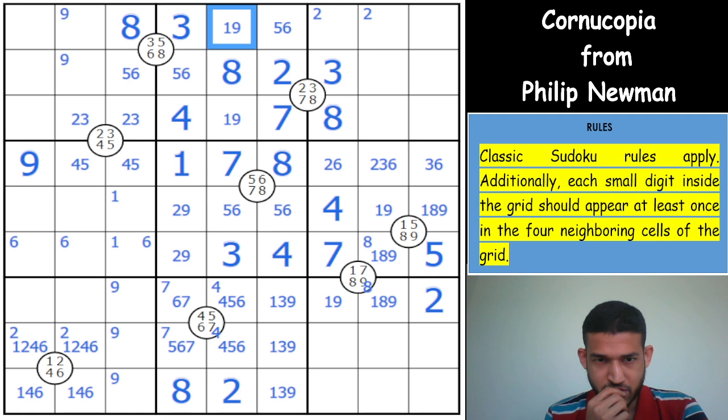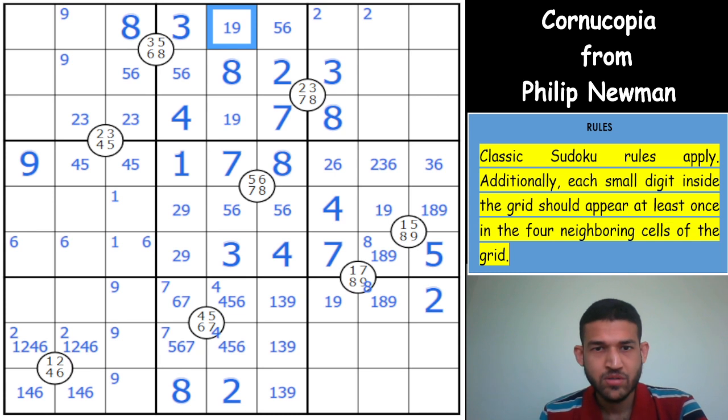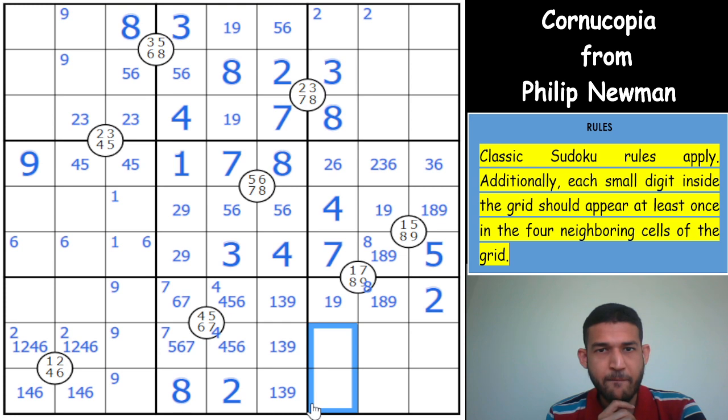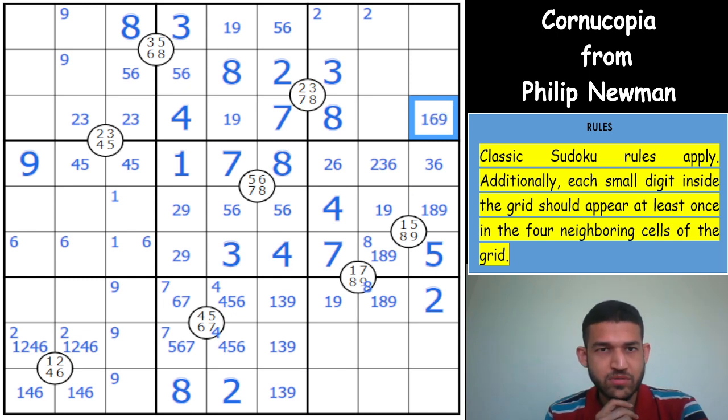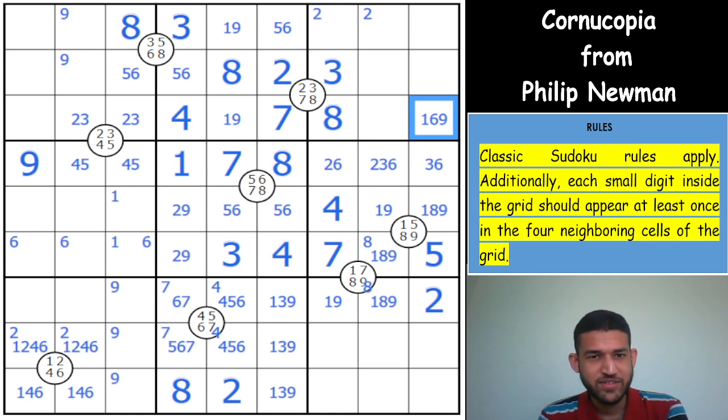I'm not sure what I'm not seeing here. Okay, look at this cell. This has to be 1 6 and 9. Not sure why I made that. Still it seems to be hard. Oh my goodness, so deep.